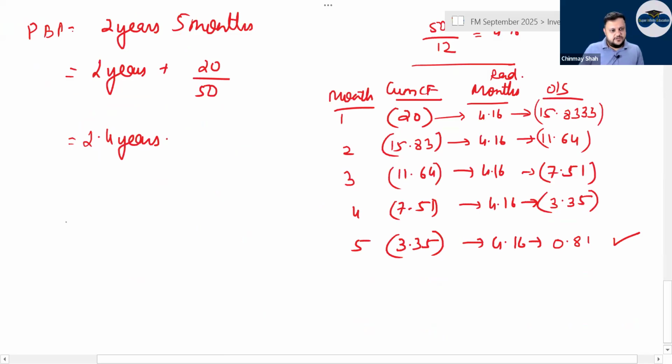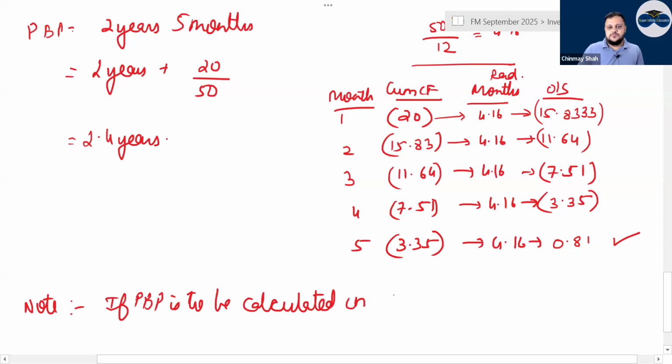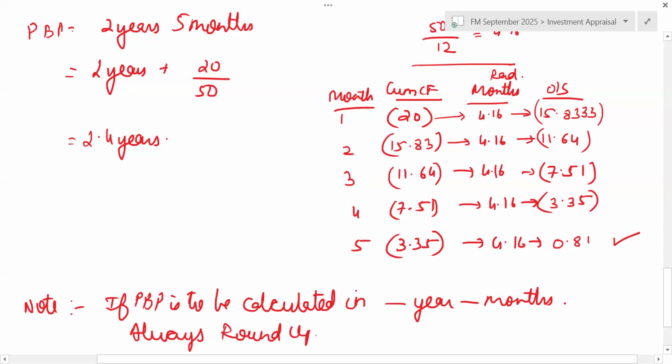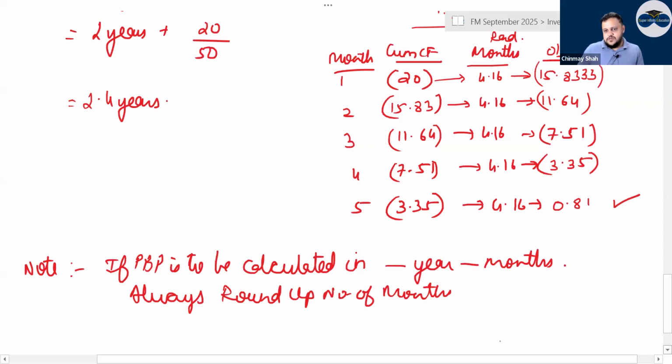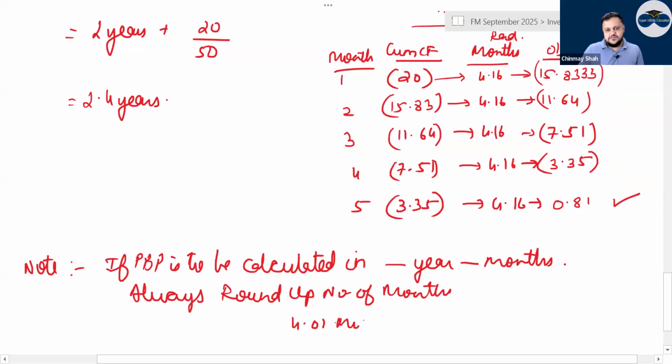चलो फिर आगे. Write down a note. If PBP, that is payback period, is to be calculated in dash years, dash months, always round down or round up the number of months? Tell me. Round up. Round up number of months. यानी इसके नीचे लिखो, if it is 4.01 months, will you write 4 months or 5 months? 5.